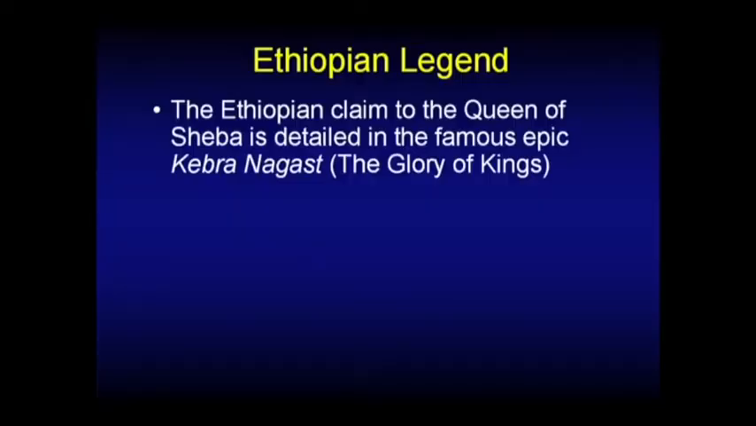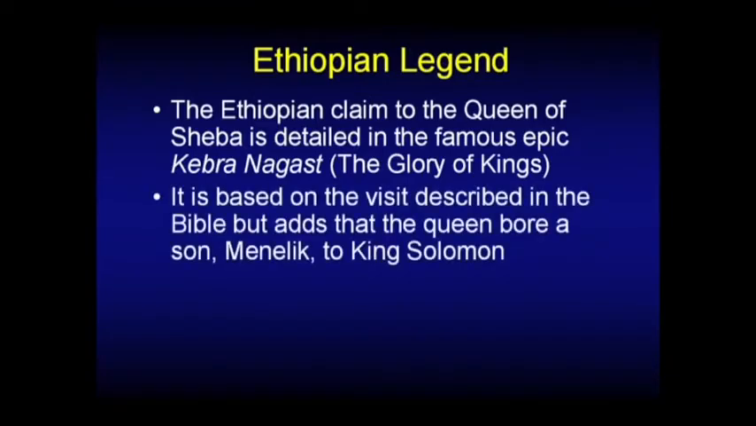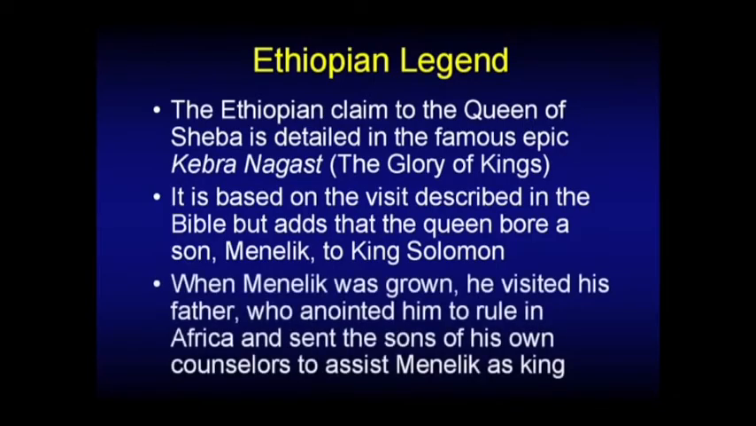The Ethiopians' claim to the Queen of Sheba is detailed in the famous epic Kebra Nagast, the Glory of Kings. And it's based on a visit described in the Bible, but adds that the queen bore a son, Menelik the first, if you will, to King Solomon. That's what's added to this epic. And this epic is 13th century AD, they traced it that far back. So when Menelik was grown, presumably, he visited his father, Solomon, who anointed him to rule Africa and sent the sons of his own counselors to assist Menelik as king. That's the concept, that's the story.